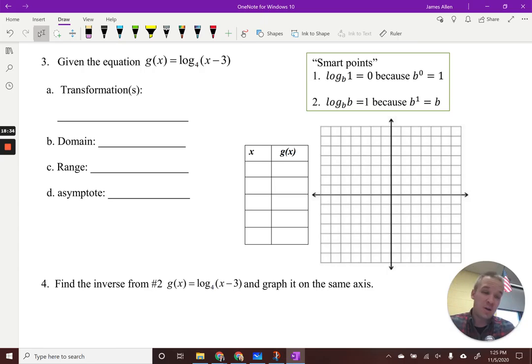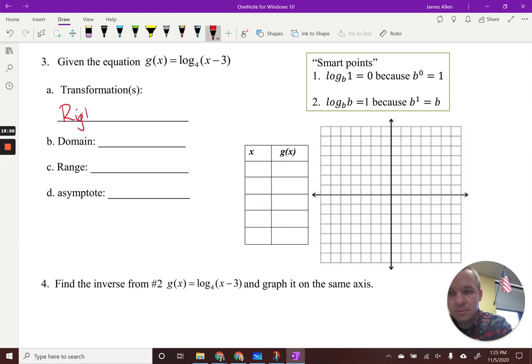So now in this one, we're given a log function to graph. Right, so we're going to use some of those smart points we were talking about. And then looks like we're going to have to graph the inverse as well on the same graph. So same kind of problem. We're starting with the log function. Now, what are my transformations? Let's jot that down. If it's inside, we're thinking horizontal, so we're moving to the right 3.